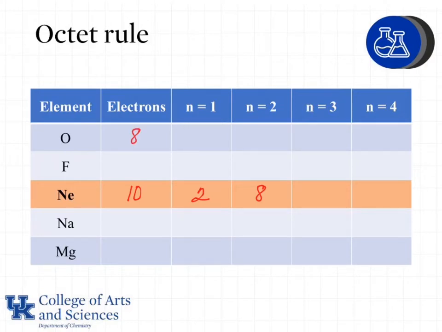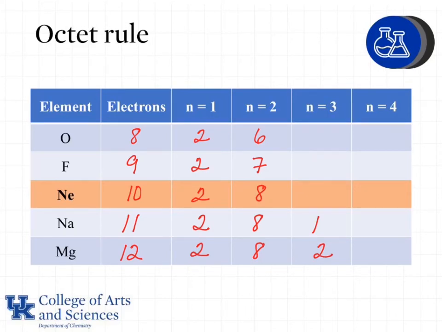So if we look at oxygen, it has 8 electrons, so 2 and 6. Fluorine has 2 and 7. Sodium has 11 total with 2, 8, and 1. And magnesium with 2, 8, and 2. And looking at these values, we're going to see that oxygen and fluorine would like to gain 2 and 1 electrons respectively in order to look like neon. Sodium and magnesium will want to lose 1 and 2 electrons in order to look like neon.